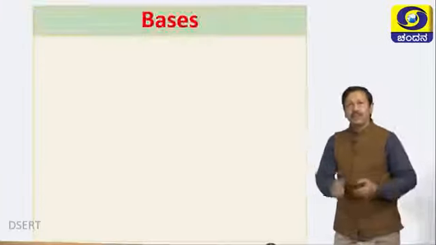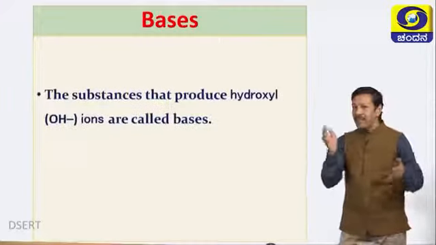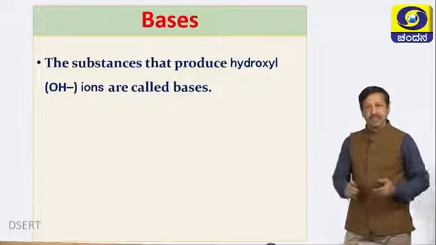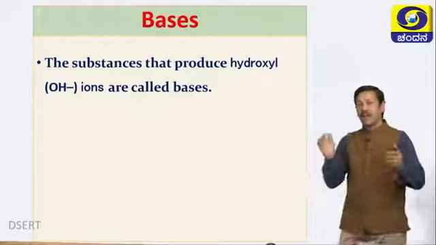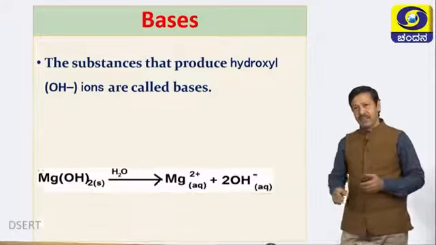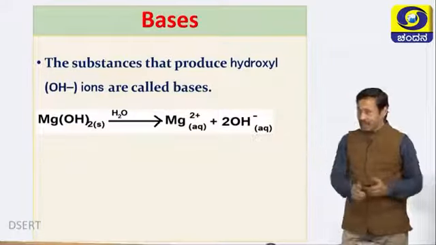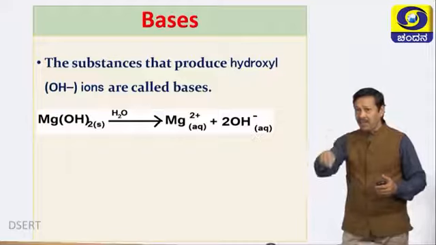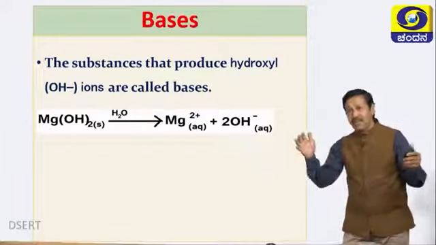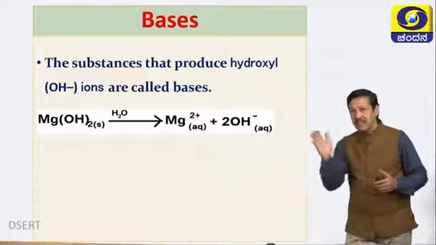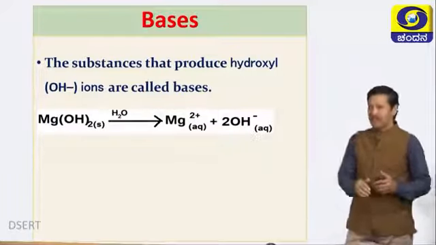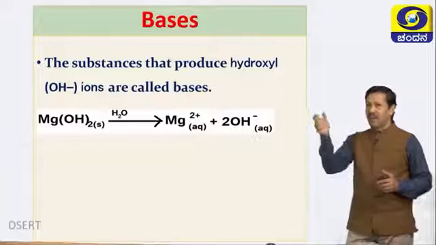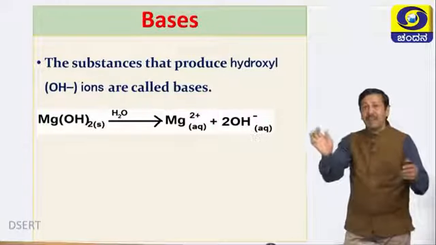Now let us move on to the next slide, that is bases. What are bases? The substances that produce hydroxyl ion OH minus are called bases. Mg(OH)2, when added to water, ionizes, it breaks into Mg2 plus ion plus 2 OH minus ions. OH minus ions are produced, which means that it is a base.